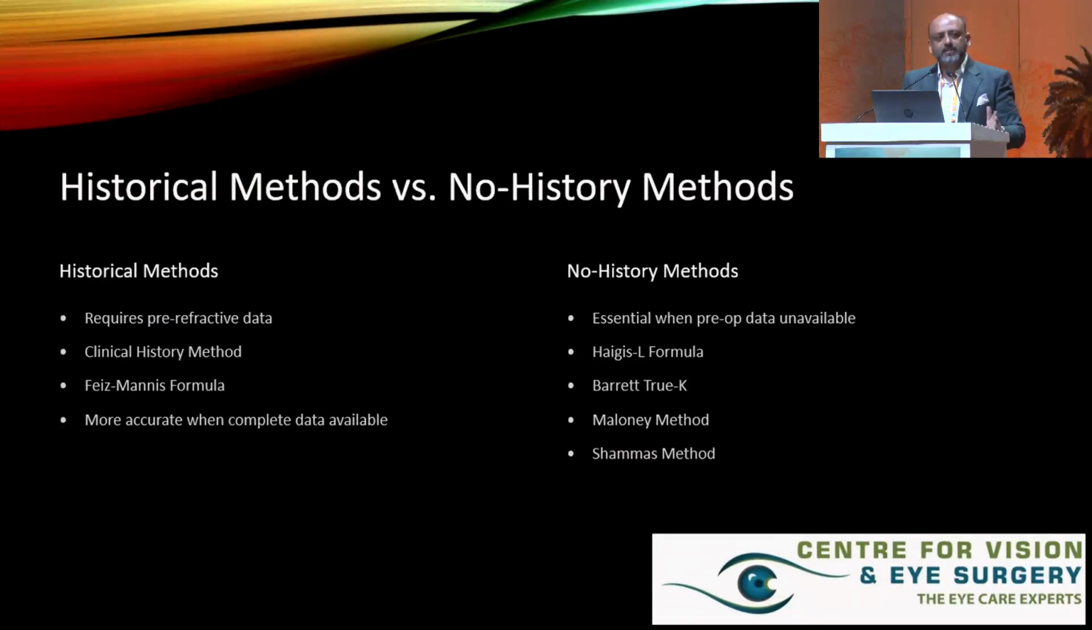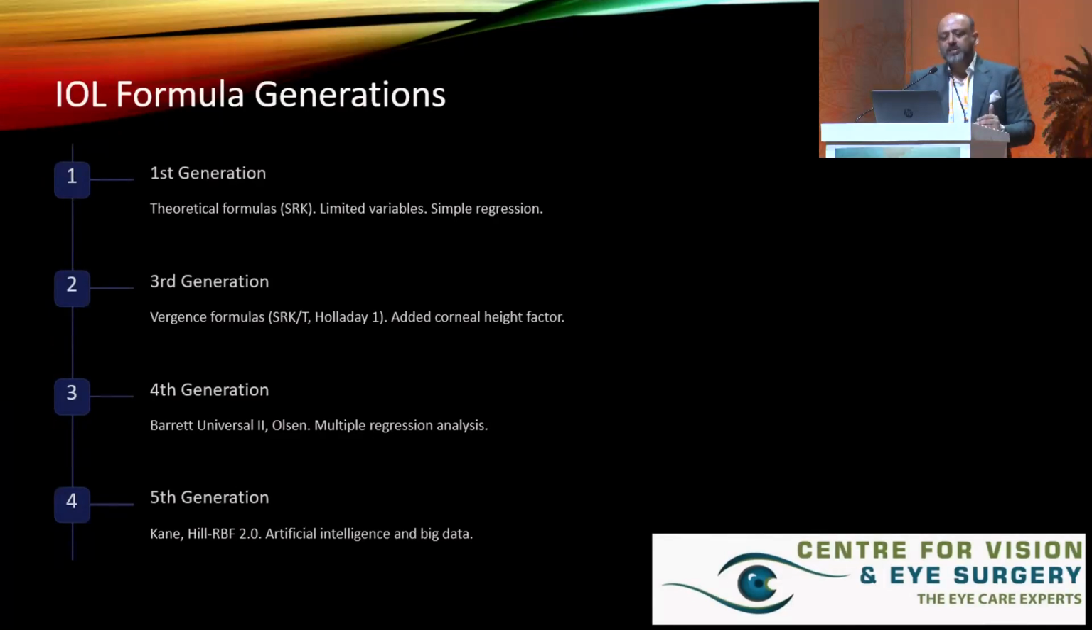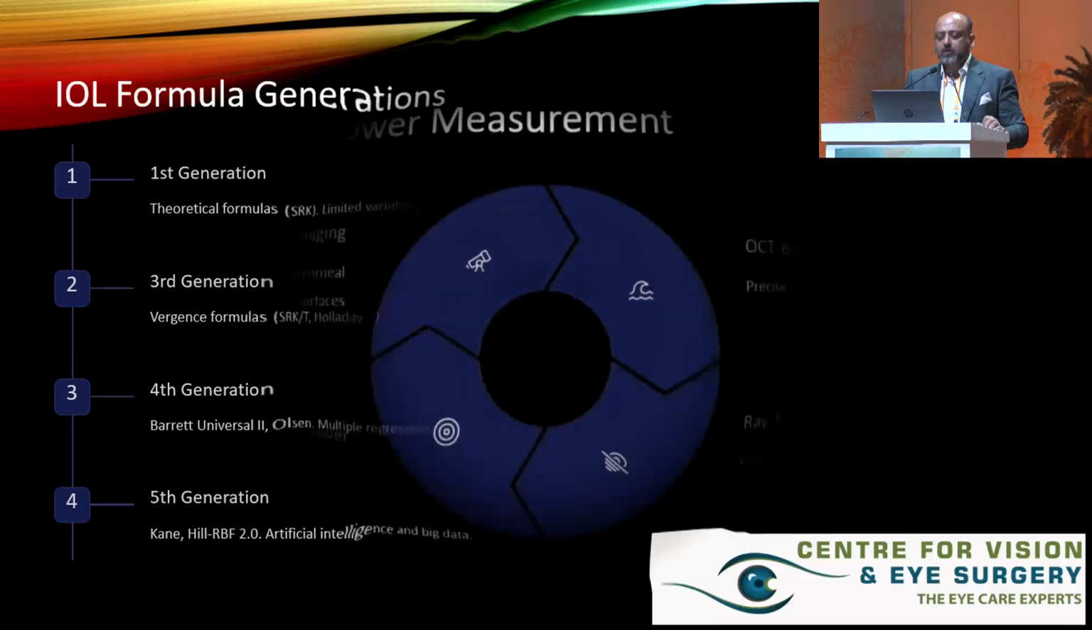There are, of course, multiple methods, historical and no-history methods. I would not touch upon the historical method because that's less commonly used, but we do still use the Barrett True K, and there are some other formulas which can help confirm your final K. Now, the double K method looks at preoperative and postoperative K, which is put into Vergen's formula, and there is a formula adjustment which helps improve accuracy. When you look at IOL formula generations, we are now predominantly in the 4th and 5th generation, and I know there are audience members who have used the 1st and 3rd as well, but the level of accuracy, even with the 4th and 5th in this post-refractive group, is still not that perfect.